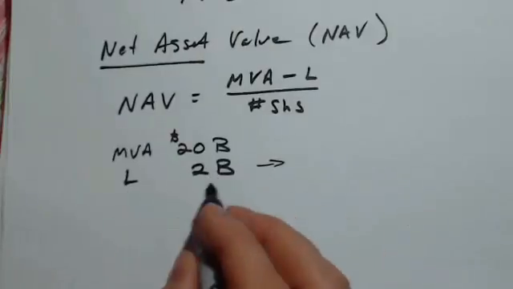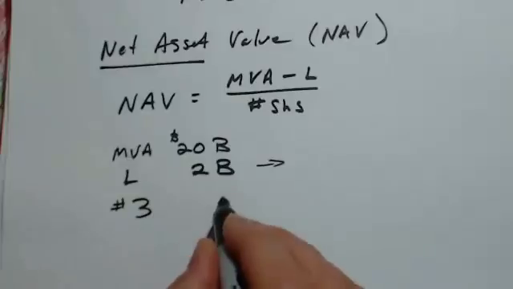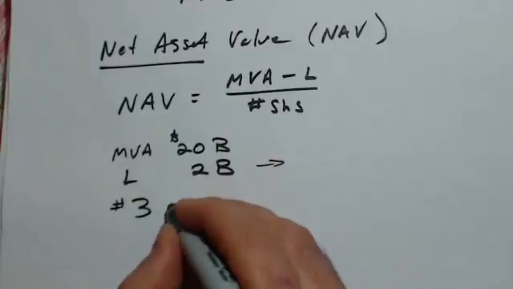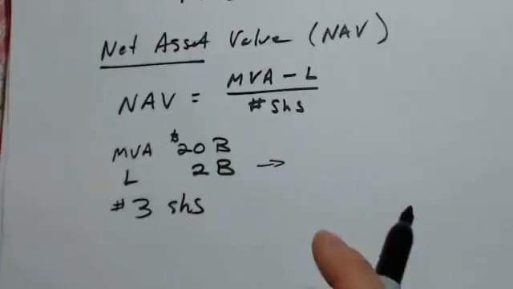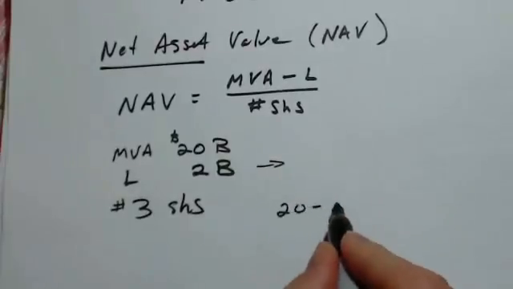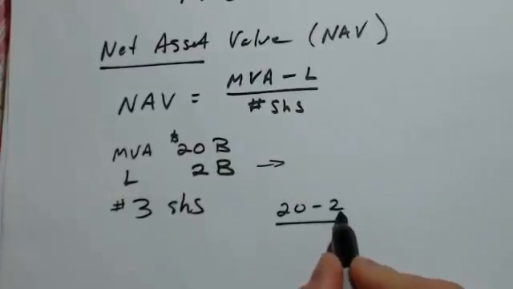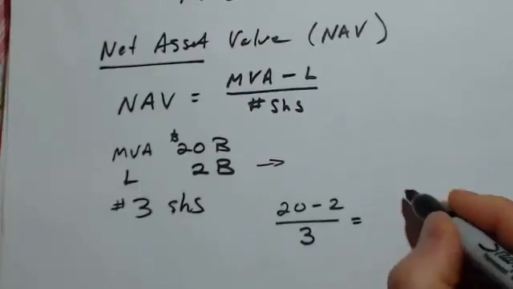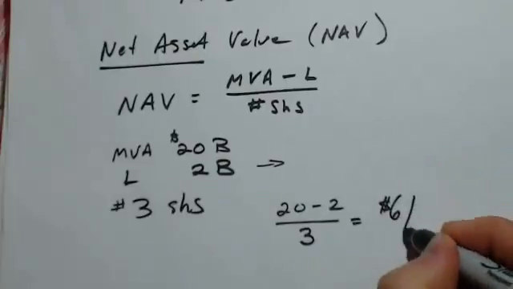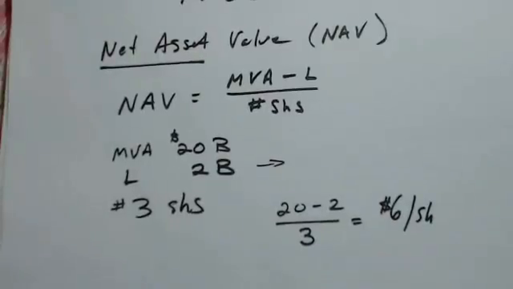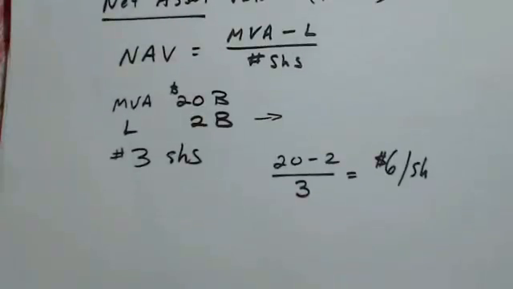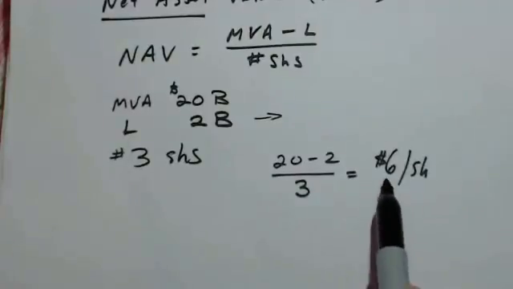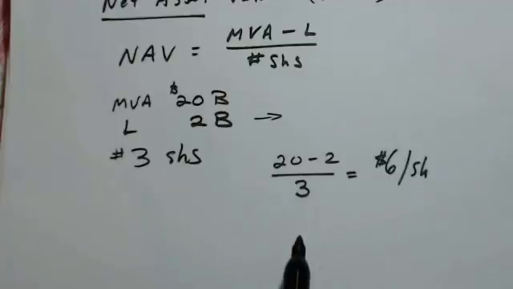They'll also have a number of shares. So let's say they have 3 billion shares. So the NAV would be 20 minus the 2. It would have $18 billion in net assets divided by the 3 billion shares, and this would have a $6 per share net asset value. So if you bought into a fund, and we'll talk about what loads mean in a little while, and it's a no-load fund, meaning there's no front-end fees, it's going to cost you $6 per share to buy in.